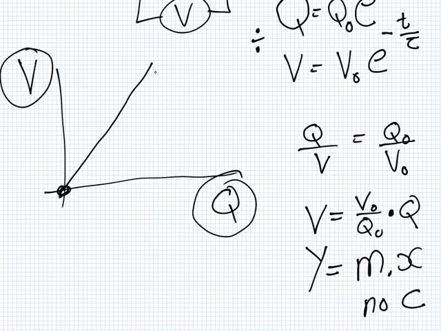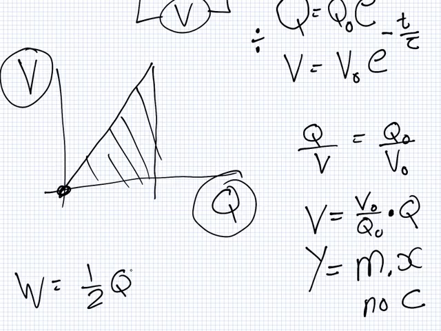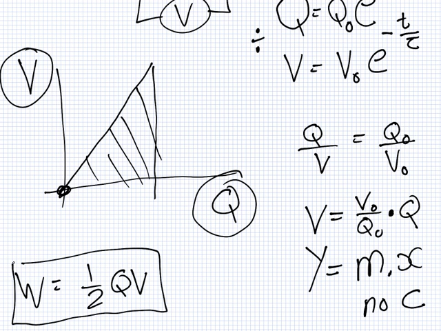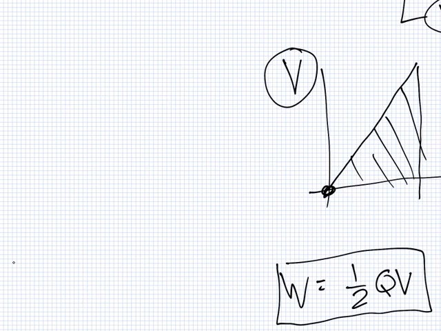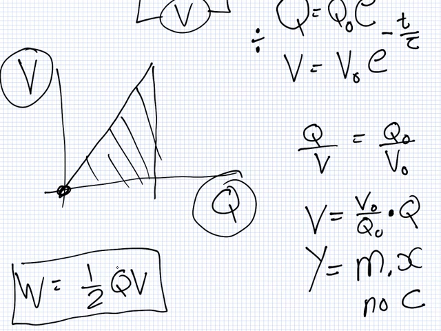This is important because if I want to know what the work is, what would it be? Work is a half QV. This is the formula for the work if it's a capacitor. Now compare that to what you did earlier. What formula did you have earlier? Work equals QV. That's if it's a resistor. But if it's a capacitor, it's half of it. That's a very common mistake students make in the exam, forgetting that it's a different formula for a capacitor. Please make careful note of this.